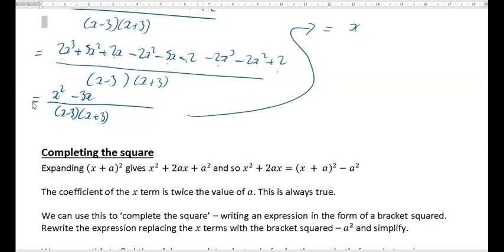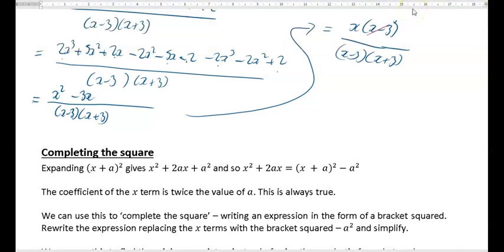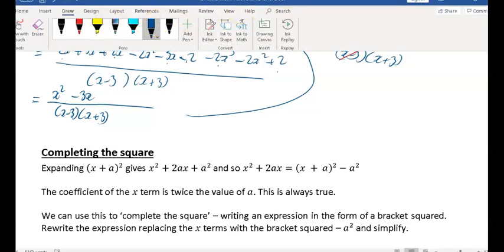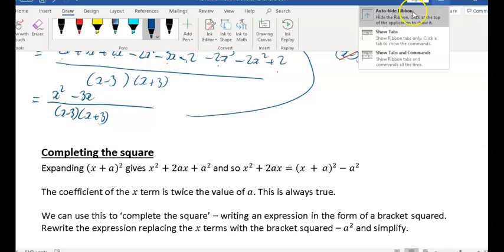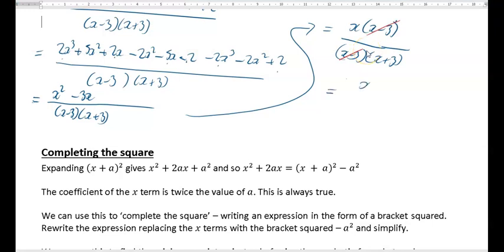So top line now factorizes to be x upon x minus 3. And then your bottom line is just x minus 3 upon x plus 3. And then just like in the last example, you'll notice what cancels out is your x minus 3 and your x minus 3. And then your last thing you can do is just write it out again as just x over x plus 3.